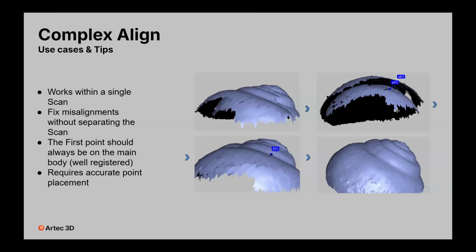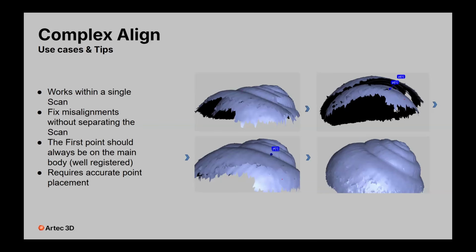As you could see right here, the process of the alignment is shown on this slide. First of all, in order to perform the complex alignment, you need to set a point on your main body first. It's very important that you set the first point on your main body, and then the second point you set on the frame which has been disconnected from your main body. This way you tell the software that the single frame which is misaligned needs to be joined to the main body.